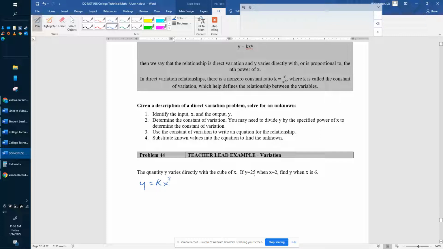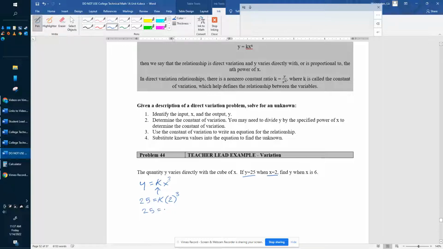So if y equals 25 when x equals 2, find y when x is 6. So the first thing we're going to do after we figure out what our equation is going to look like, we're always going to look for k next. We're going to use the values that were given to us here to find k. So we're going to plug 25 in for y equals k times x to the third, which is 2 to the third.